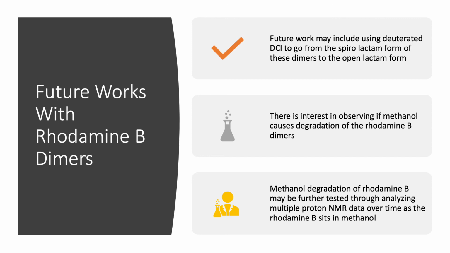And one way that we may test the methanol degradation of these dimers is by analyzing multiple proton NMRs of a sample over a period of time as it sits in methanol to see if there are any changes in the NMR data of that compound.